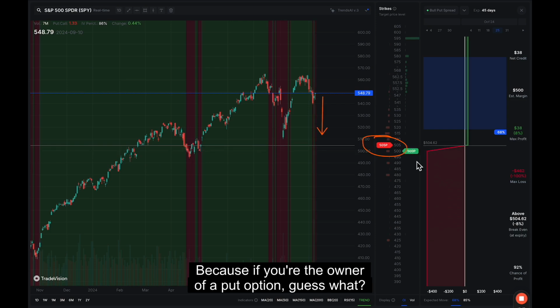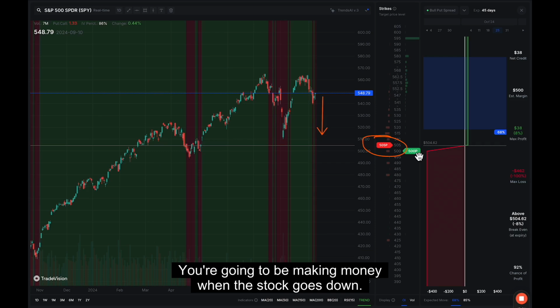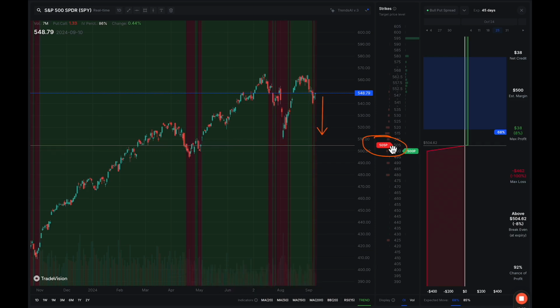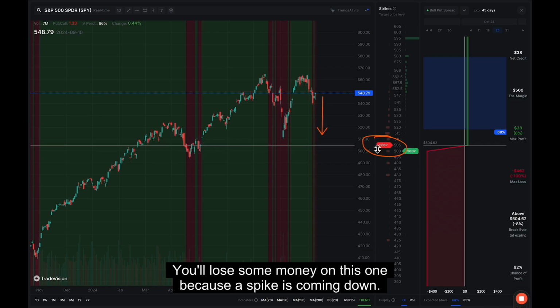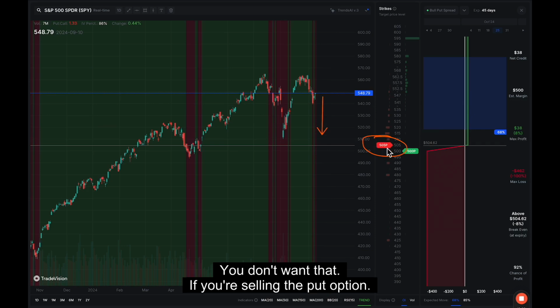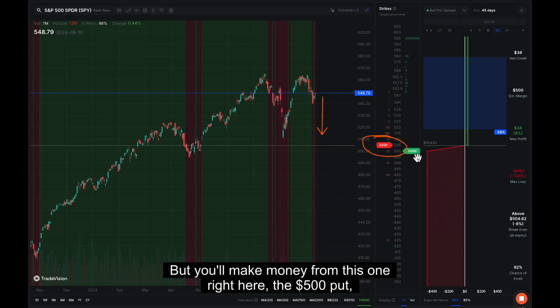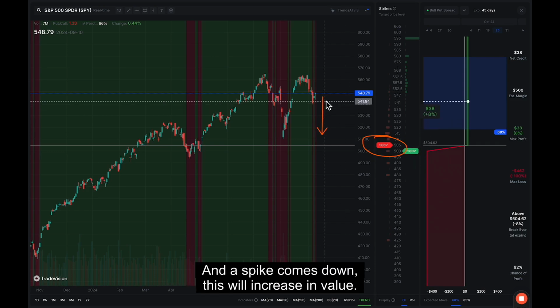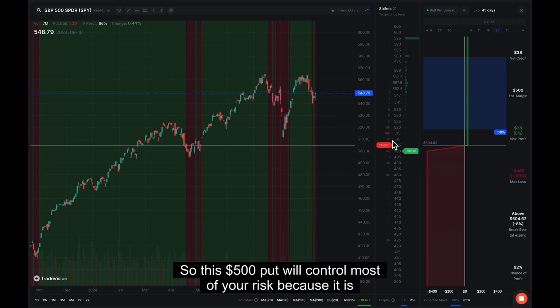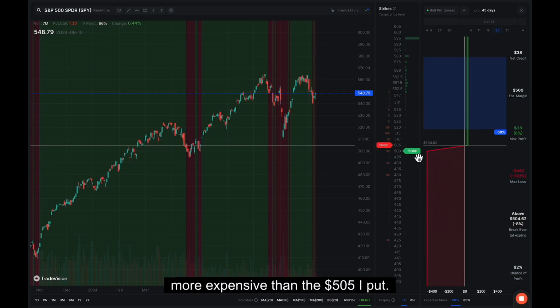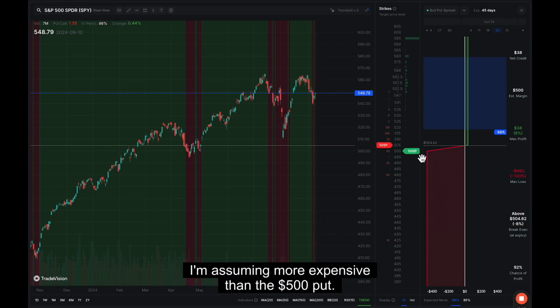Because if you're the owner of a put option, guess what? You're going to be making money when the stock goes down. So you'll lose some money on this one because SPY's coming down. You don't want that if you're selling the put option. But you'll make money from this one, the $500 put, because you actually own this one, and as SPY comes down, this will increase in value. So this 505 put will control most of your risk because it is more expensive than, excuse me, the 500 put.